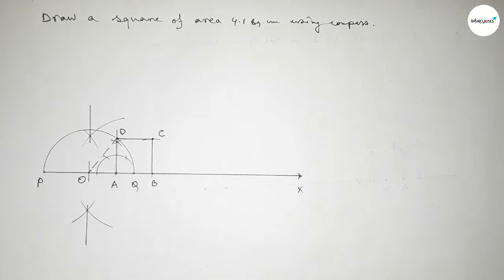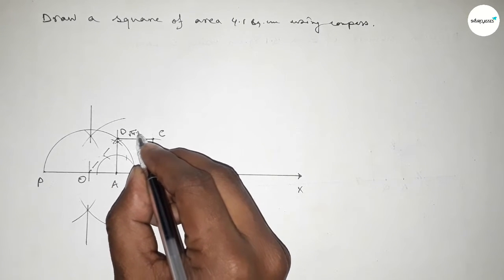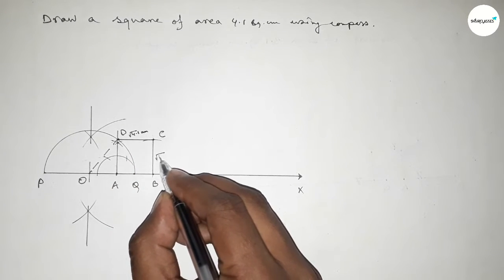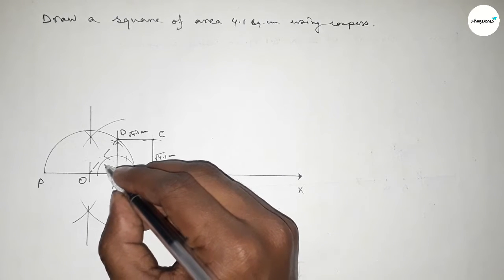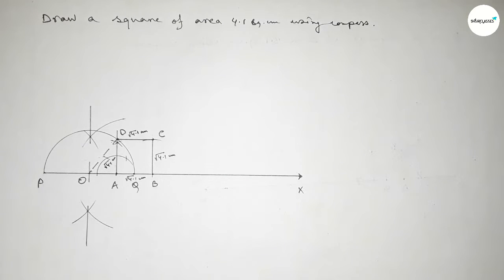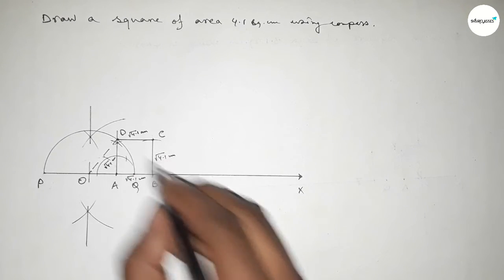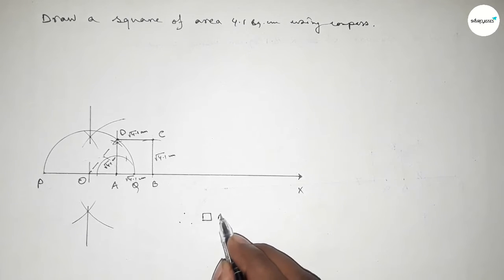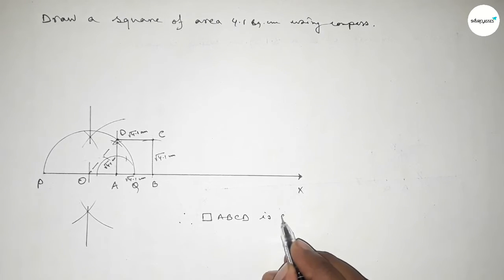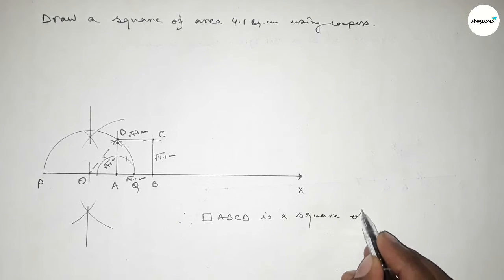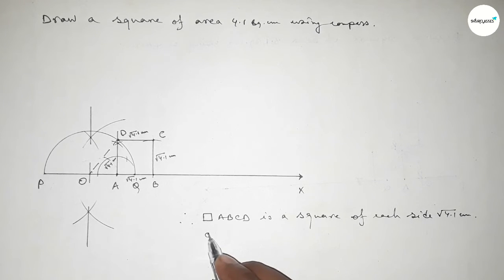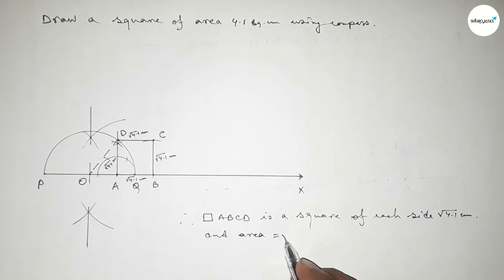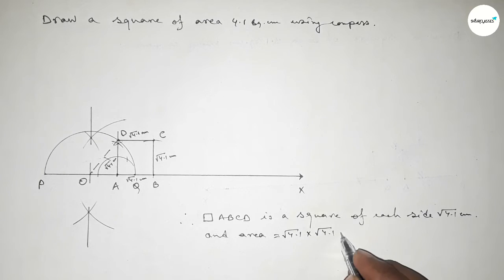So the length DC equal to root 4.1 centimeter and this is also root 4.1 centimeter. This is also root 4.1 centimeter and this side also root 4.1 centimeter. So therefore ABCD is a square of each side root 4.1 centimeter and the area of the square equal to root 4.1 into root 4.1 equal to 4.1 square centimeter.